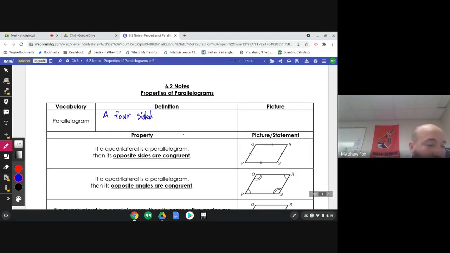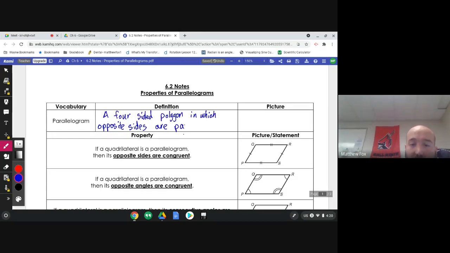So give me just a second. A four-sided polygon in which the opposite sides are parallel. So you might have guessed parallelogram, that's where it comes from. The opposite sides are parallel with one another.